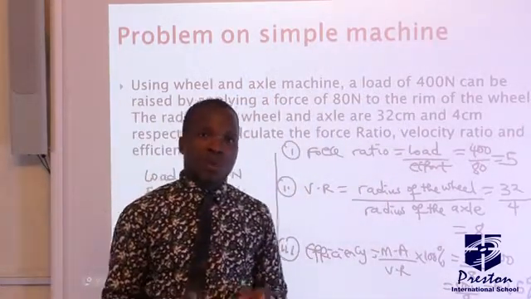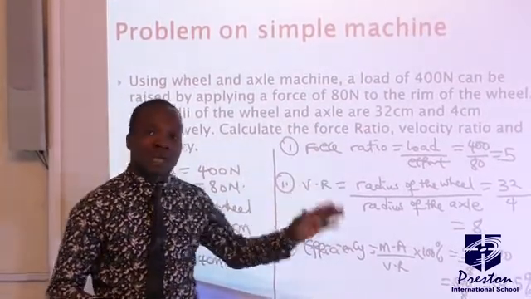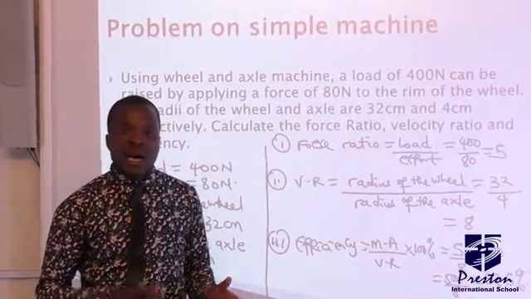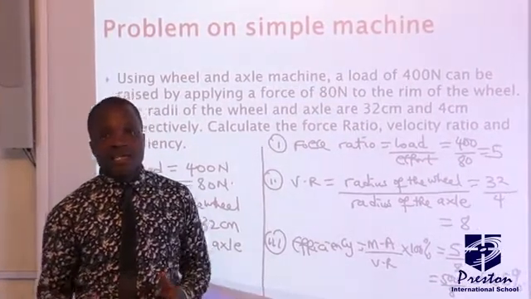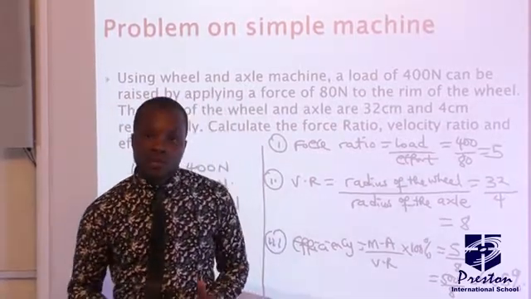Now in Google Classroom, we are going to be looking at the velocity ratio for other simple machines that we have, like the inclined plane, which is 1 over sin theta, and some other ones like the lever, which is effort distance to the load distance. When we get to the Google Classroom, we'll do more of this.